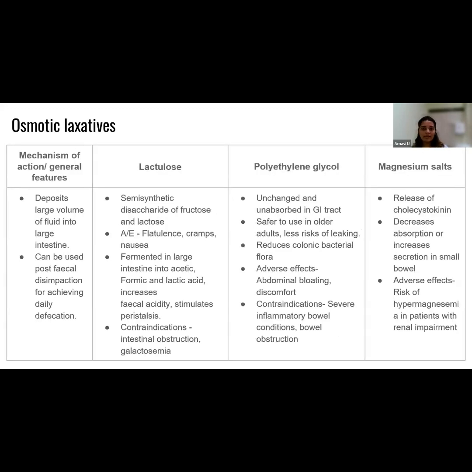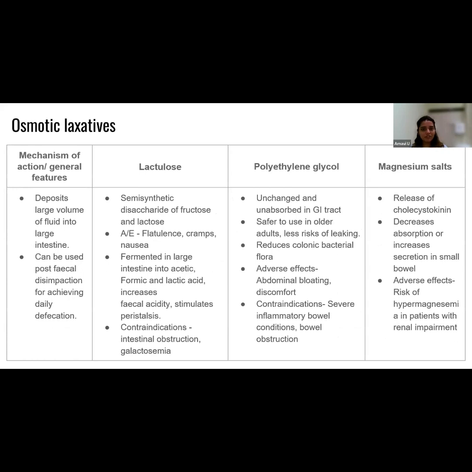Then osmotic laxatives. Their mechanism of action is that they lead to deposition of a large volume of fluid into the large intestine. They can be used for post fecal disimpaction and for achieving daily defecation. Firstly, coming to lactulose, it is a semisynthetic disaccharide of fructose and lactose.